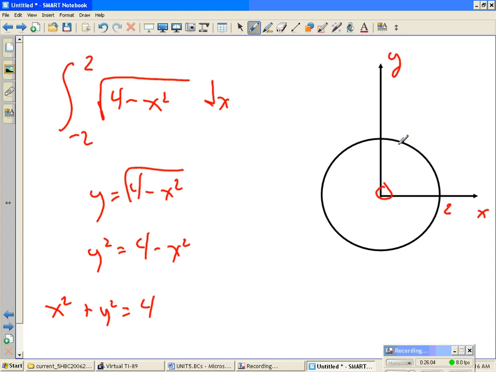Well, what's the area of a whole circle? Pi r squared. But that's the whole circle, and I'm just getting the top half. So it's pi r squared over 2, and who's r? 2, and who's 2 squared? 4 over 2 is... You don't need a program for this. You don't need an antiderivative for this, and you're getting an exact answer.